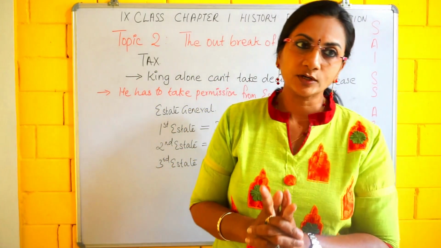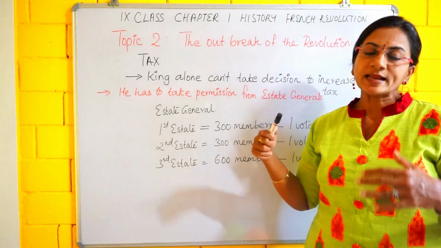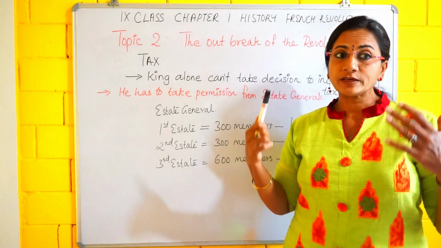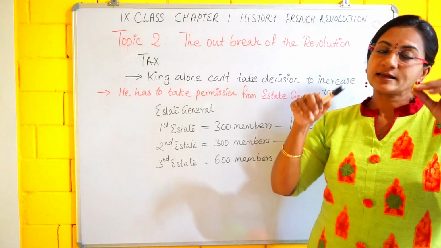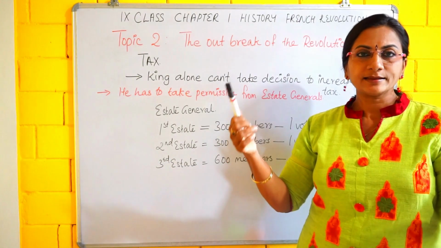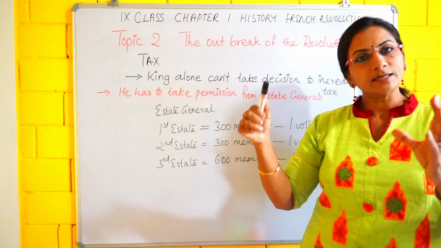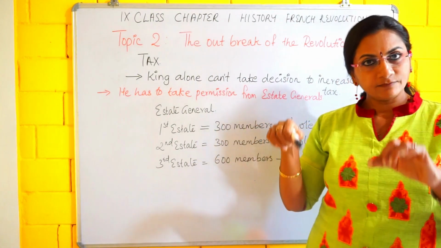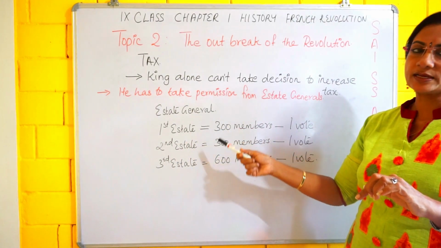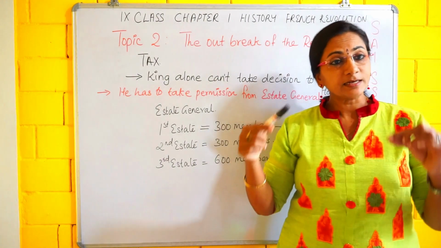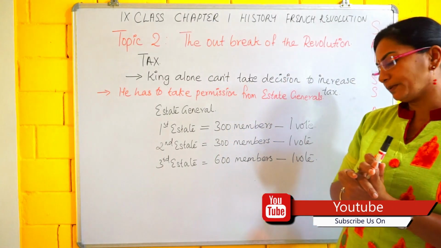So if the first estate and the second estate join hands with the king and pass the motion of increasing the tax, what will happen? The first and the second estate are already exempted from the tax because of some privileges by birth. All the burdens are going to the third estate. Even then, if the first and second estates join hands with the king and increase the tax, all the burden will come to the third estate people, isn't it?